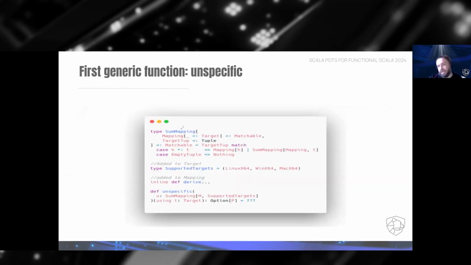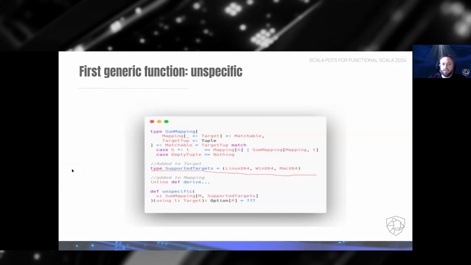So in order to add unspecific to this Mapping type class, we have to define a few new things. First of all, the unspecific method will take as input a sum of all the valid types that can back a PDT, or the CLong PDT in specific. So in this case, CLong can be int or long in our supported targets, which we define here: Linux x64, Win x64, and Mac x64.